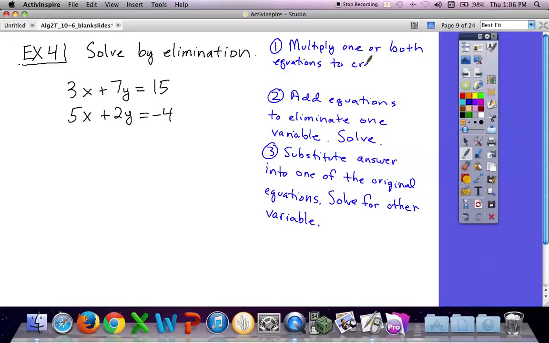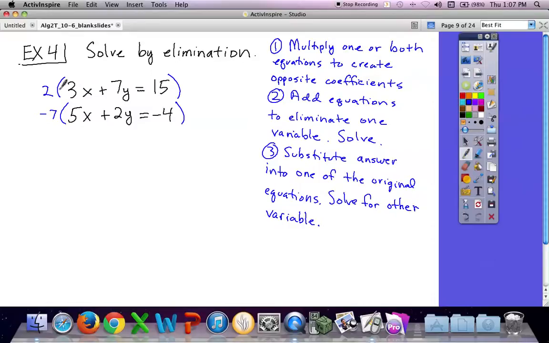To create opposite coefficients for one of the variables. Right, and again, you could take your pick. I'm going to, for no good reason, say, let me multiply this one by 2, and let me multiply this one by -7. And we can do that because we're going to multiply both sides of the equal sign, every term, by the same number. And that's just basic algebra. You're allowed to do that.